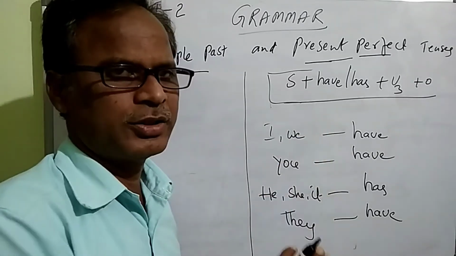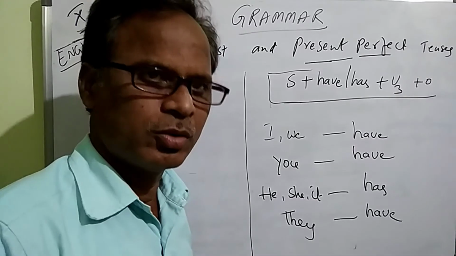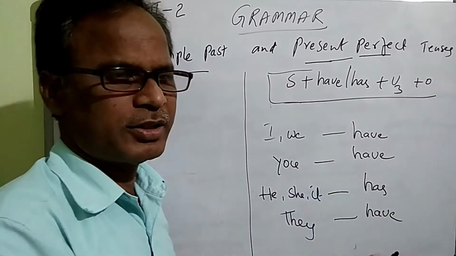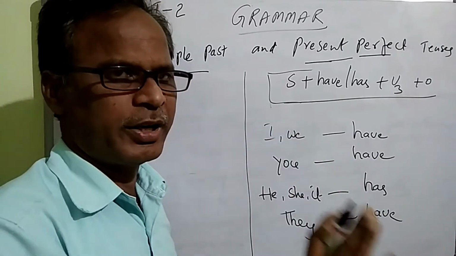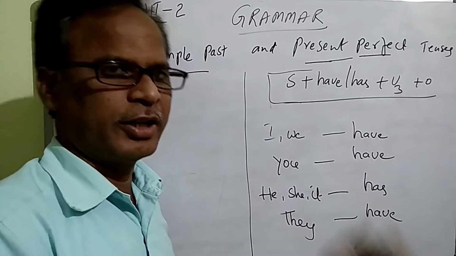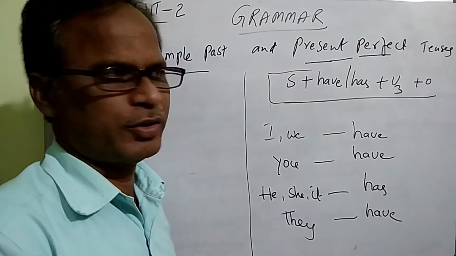This you have to know first: how to use these helping verbs. So I think you have come to know what the present perfect tense is. Present perfect tense is nothing but an action which is completed, finished completely, whether it may be today or in the past. In that situation, we use it.